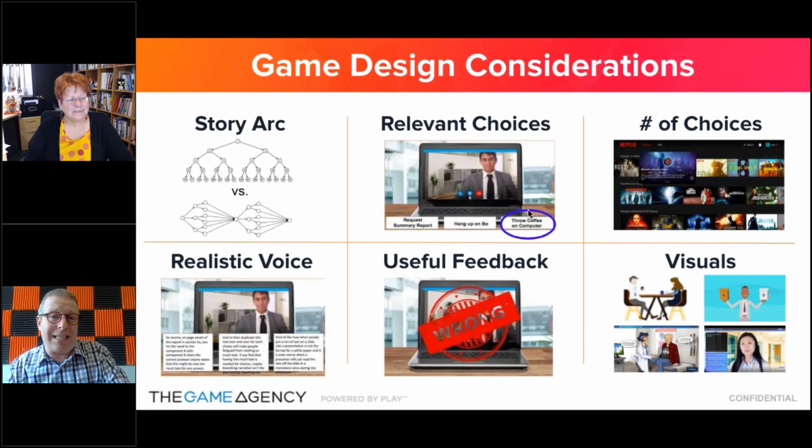So I kind of circled this example over here. Throw coffee on your computer, probably not something that you want to give someone the opportunity to do in real life, or something that you should have them even thinking about. So don't even put that in there. Make sure that you are giving choices that feel really realistic.